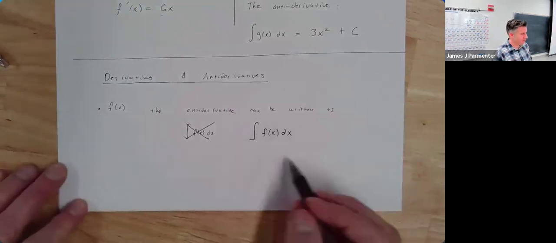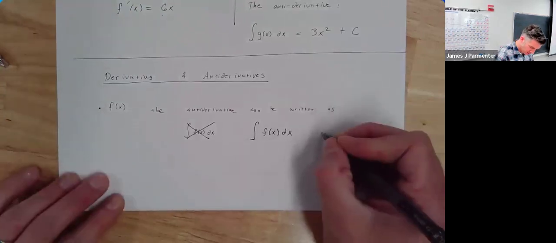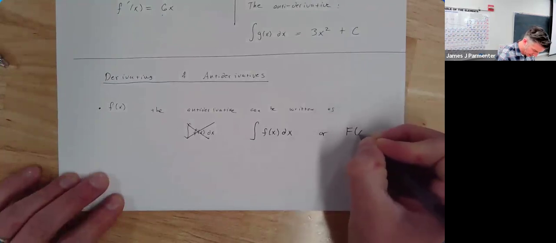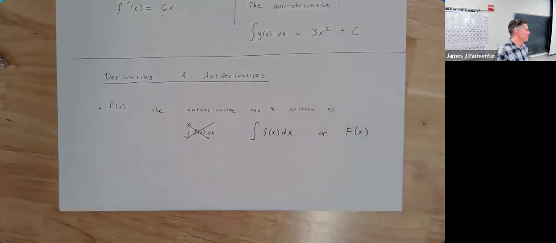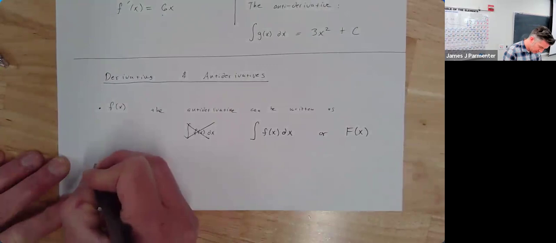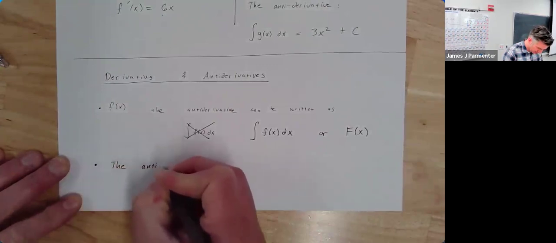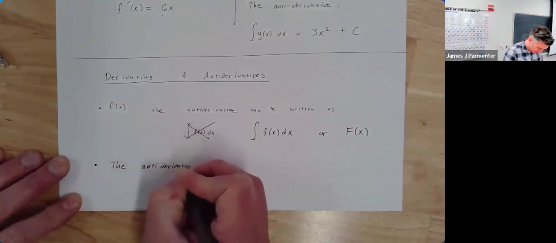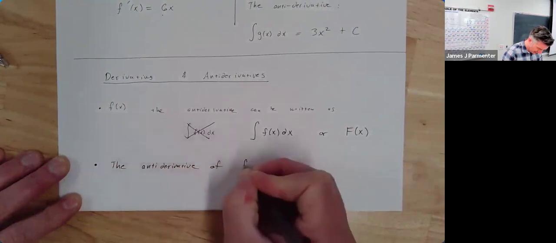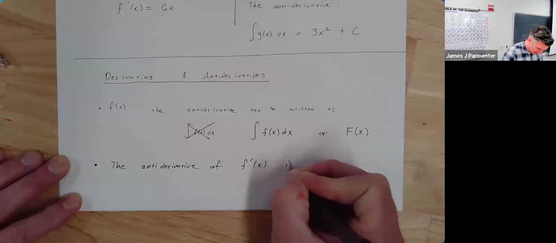So this is kind of what we're going to use eventually, but for now, you might write it as capital F of x. Usually the capital letter is generally accepted as the antiderivative. Or you might write that the antiderivative of f prime of x is f of x.